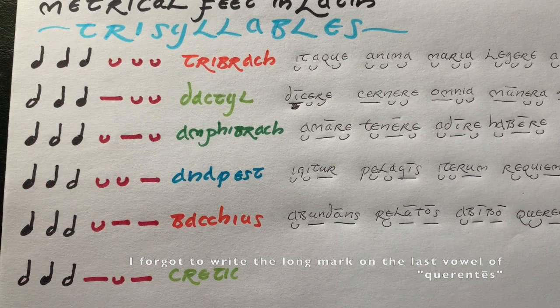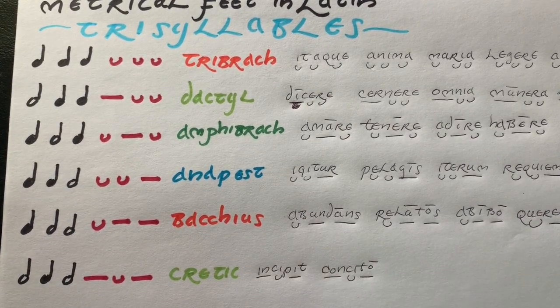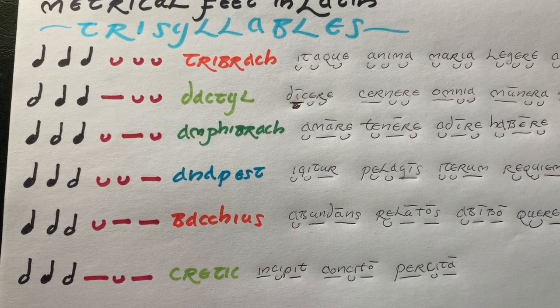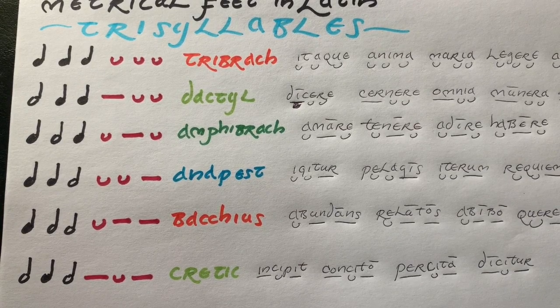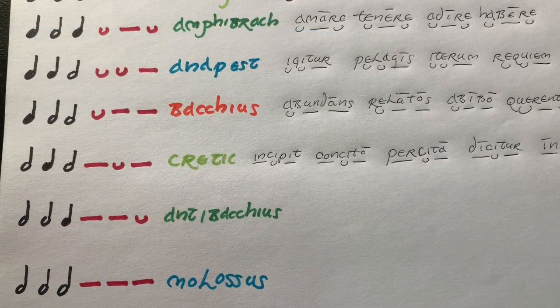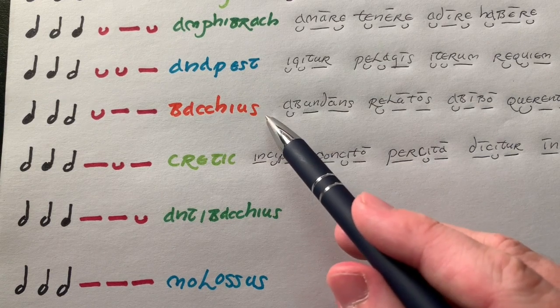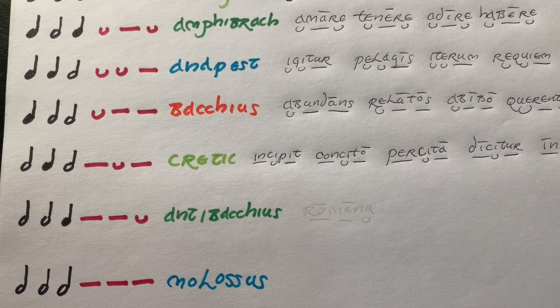Querentes. A cretic is long, short, long. Bum, bum, bum. Incipit, it begins. Concito, I excite. Percita, excited. Dicitur, it is said. Insulae, islands. The next type of metrical foot is the antibacchius. The bacchius was short, long, long. And the antibacchius is long, long, short. Bum, bum, bum.